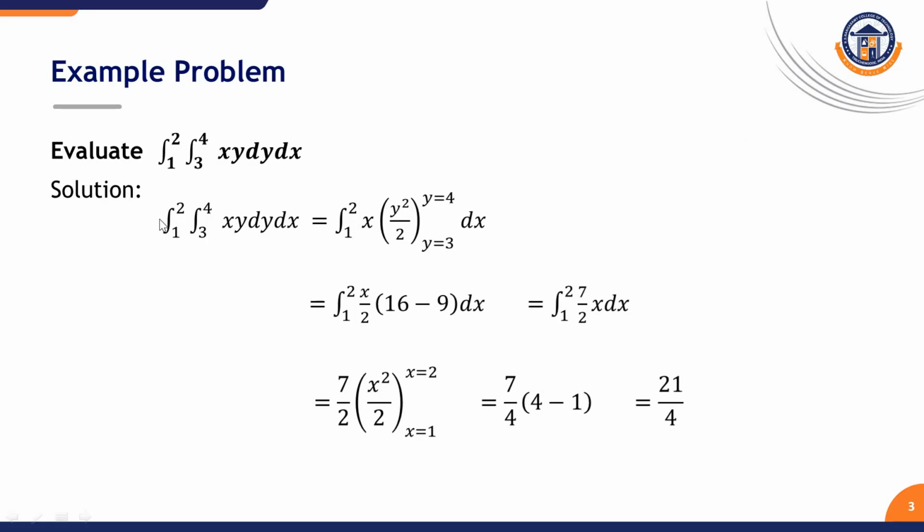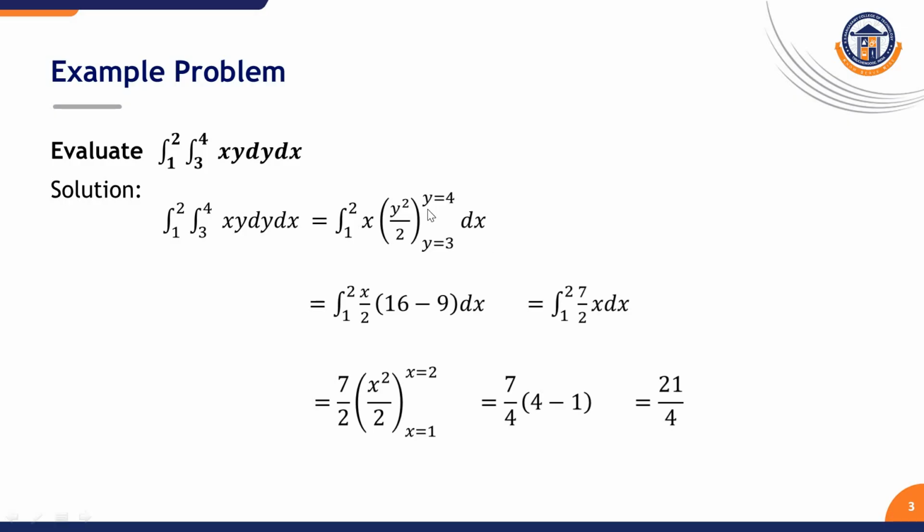For an example problem, evaluate integral 1 to 2, integral 3 to 4, xy dy dx. In this problem, first integrating with respect to y, limit varies from 3 to 4. After that integrating with respect to x, limit varies from 1 to 2. First integrating with respect to y means y is considered as variable, x is assumed to be constant. So integral 1 to 2, here x is constant, take outside, integration of y, we get y squared by 2, limit varies from 3 to 4.